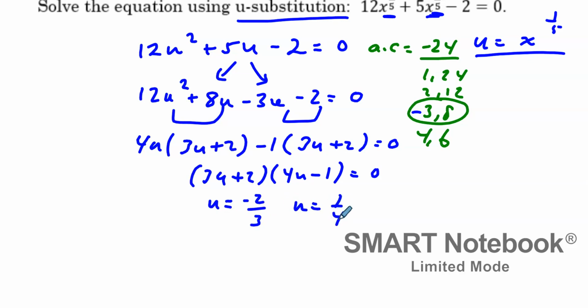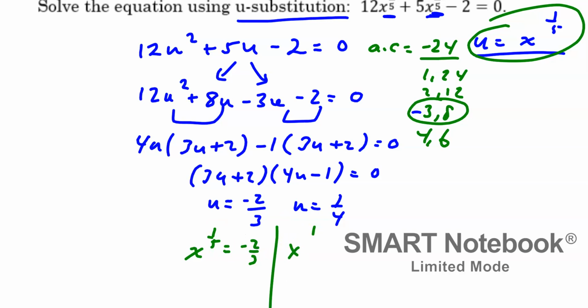Now, these are not the answers. On the multiple choice, I made these answers because it's really tempting to say you're done here. However, the question originally was in terms of x. And remember we said at the beginning that u equals x to the 1/5. So that means that x to the 1/5 equals -2/3, and x to the 1/5 equals 1/4.